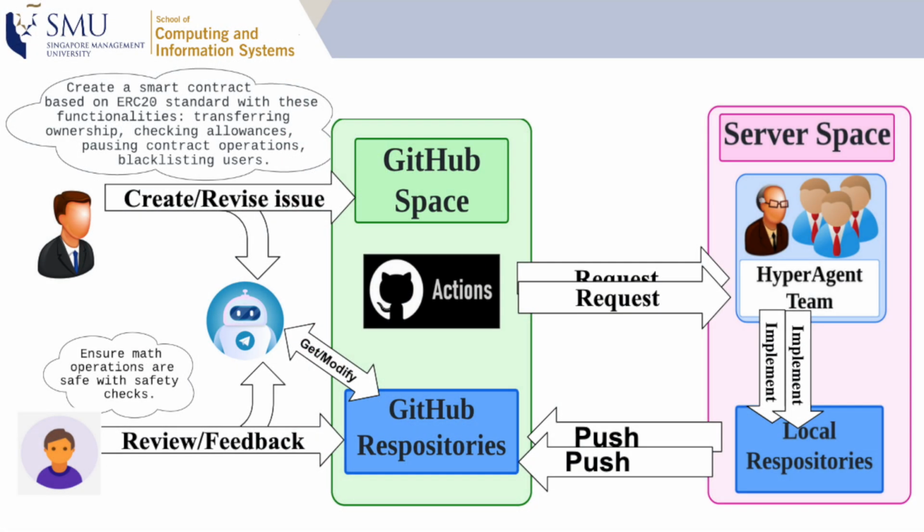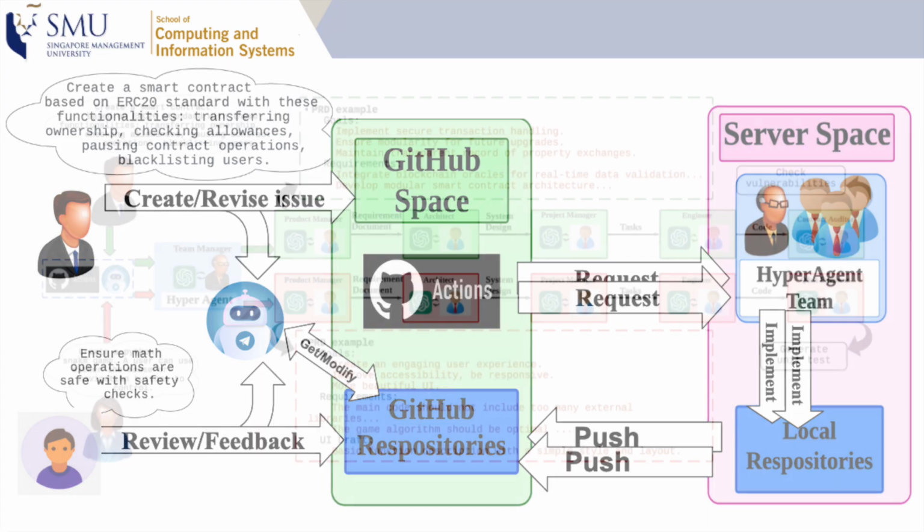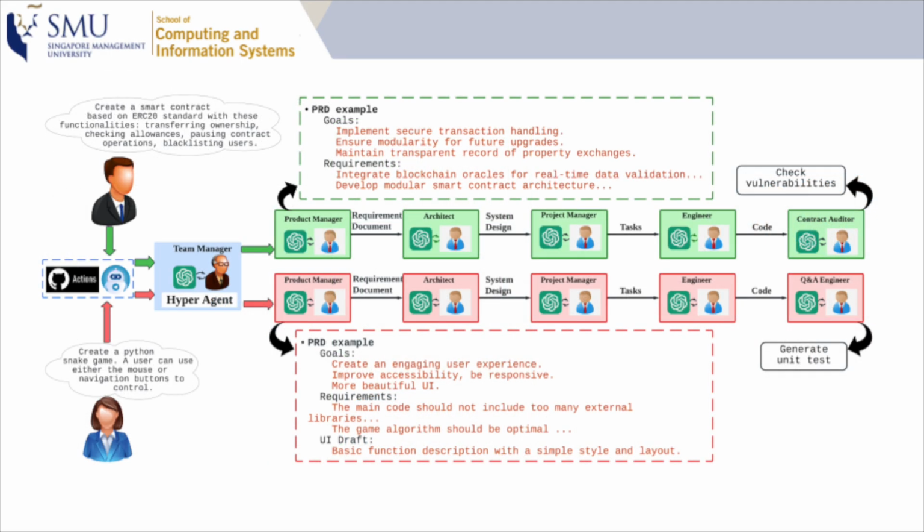Back to the overview of HyperAgent system. The HyperAgent system consists of four main parts: the server space, the GitHub space, the Telegram bot, and human interaction. At its core, HyperAgent is designed based on MetaGPT to interpret a user's initial requirements, and then assemble a specialized team of AI agents to build the software. This system employs a role-playing framework such as product manager, an architect, engineer to simulate a real-world software development team.